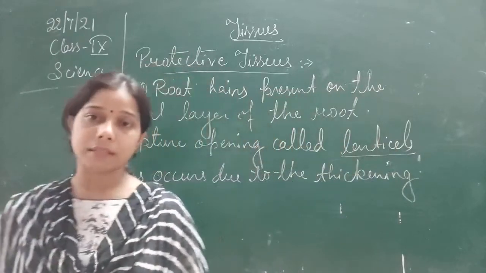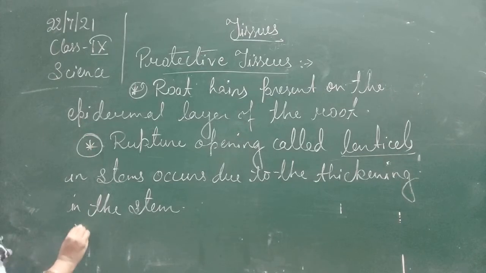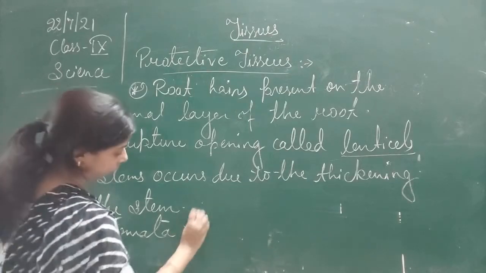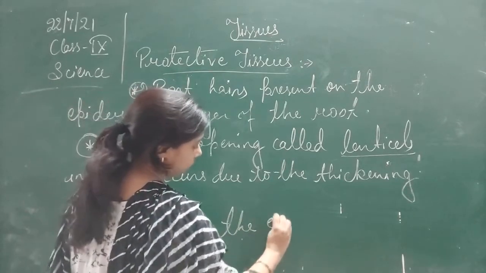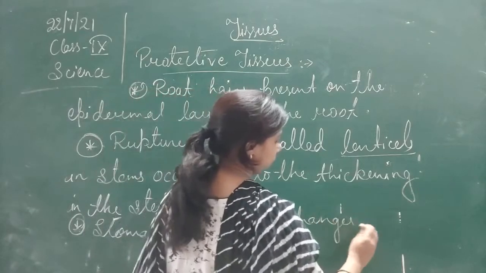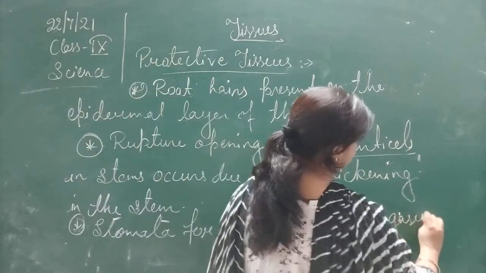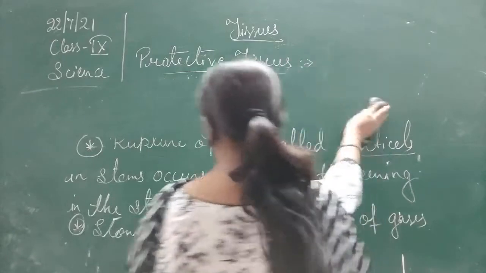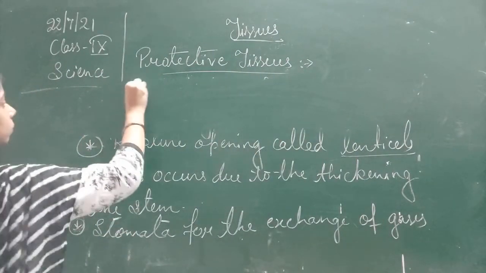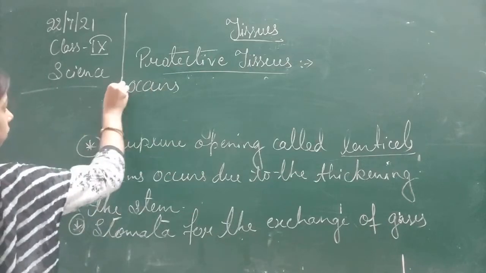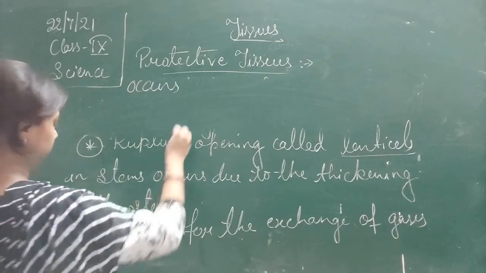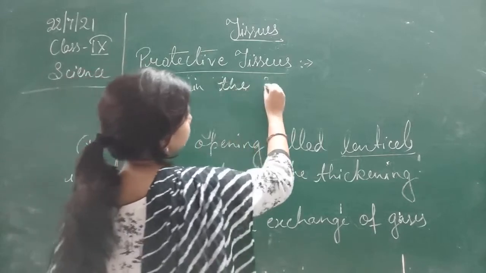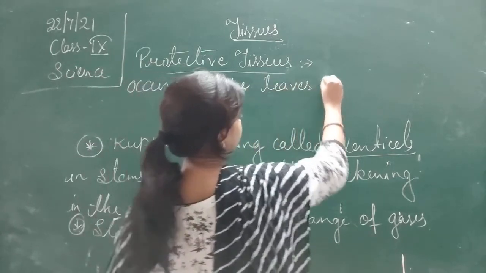Okay, so guard cells are also present. Stomata for the exchange of gases occurs in the leaves epidermis.